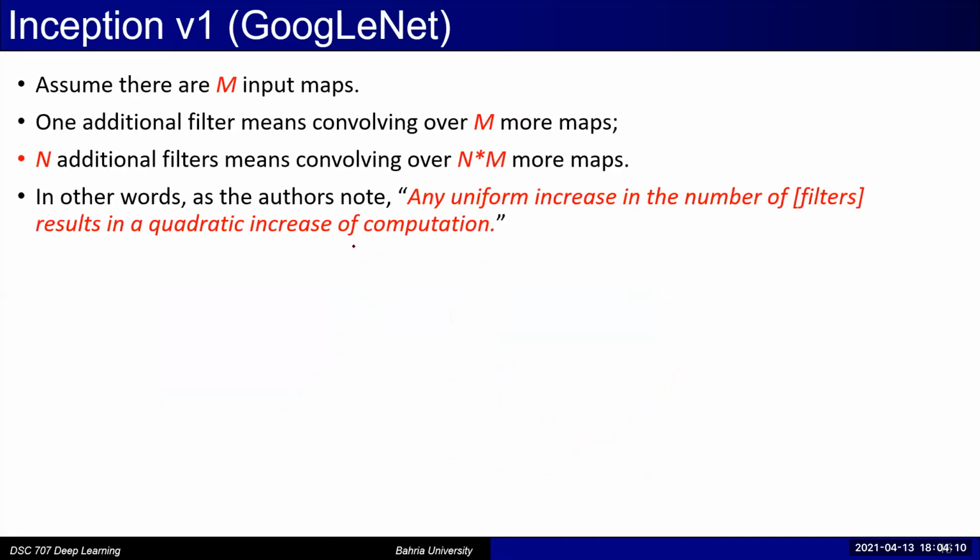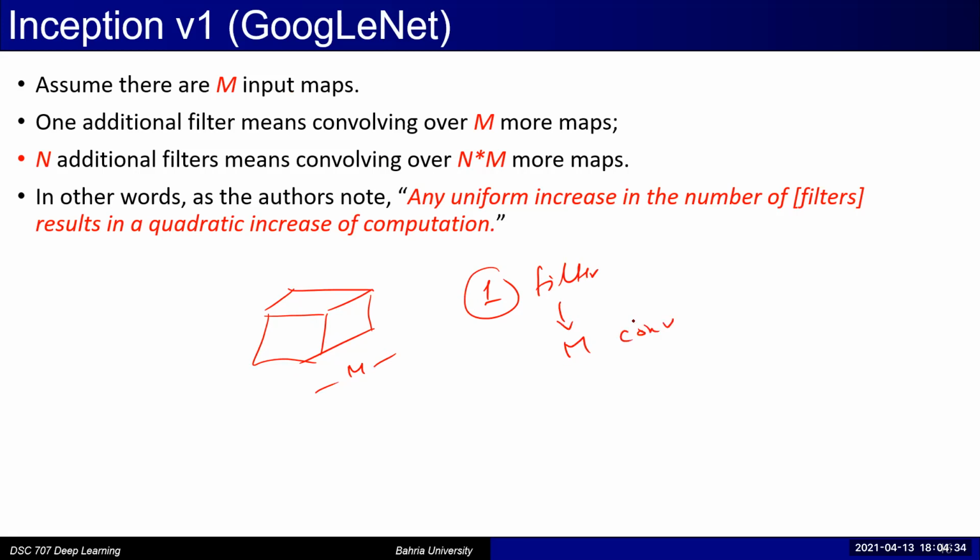And the problem is that, suppose I have a volume, okay? And suppose the depth of this volume is M, okay? Now, if I introduce one more filter, we say that the depth of the filter is always equal to the depth of the input volume. So if the depth is M and you introduce one filter, the depth of this filter is also M, right? It means you have to do M convolutions because there are M channels. And instead of one, if you introduce two filters, it means you have to do additional convolution 2 into M times, right? Because once you do convolution, you have to do it on the complete depth.